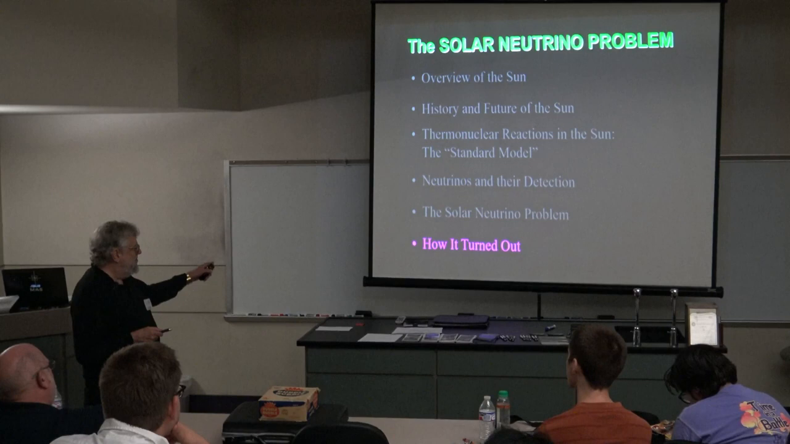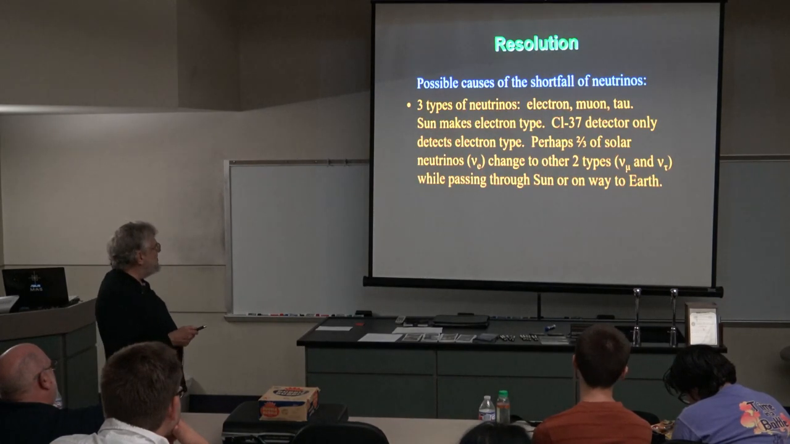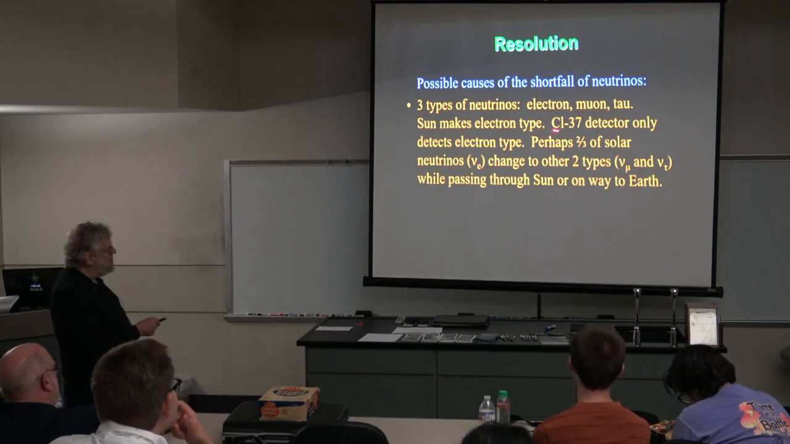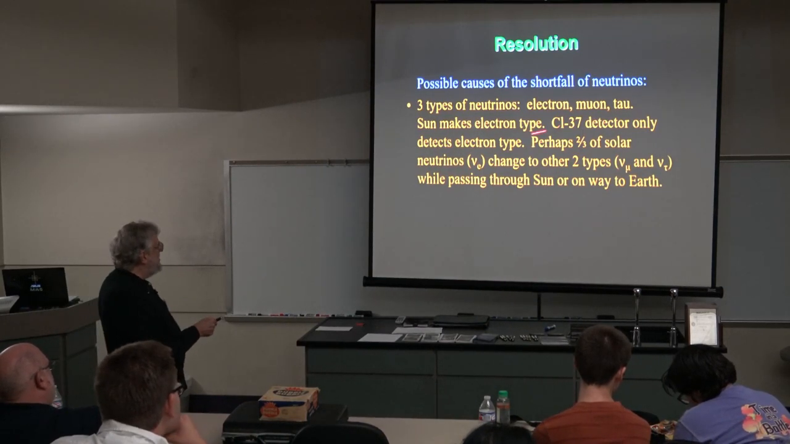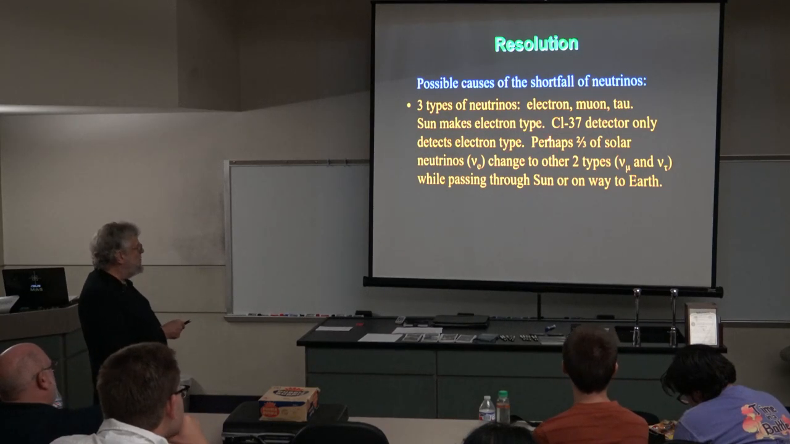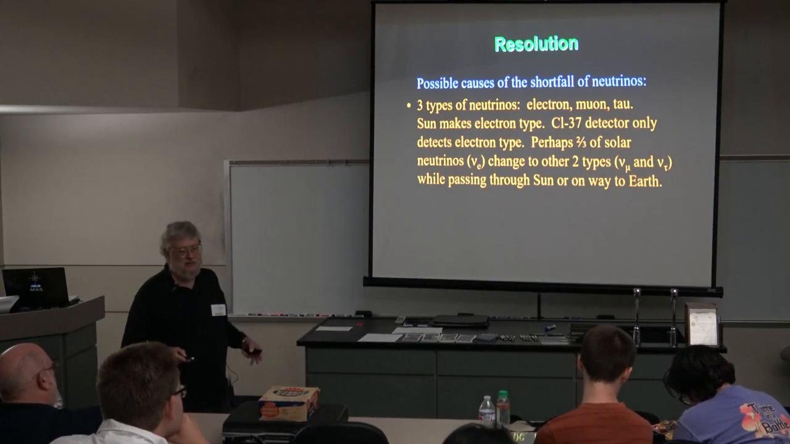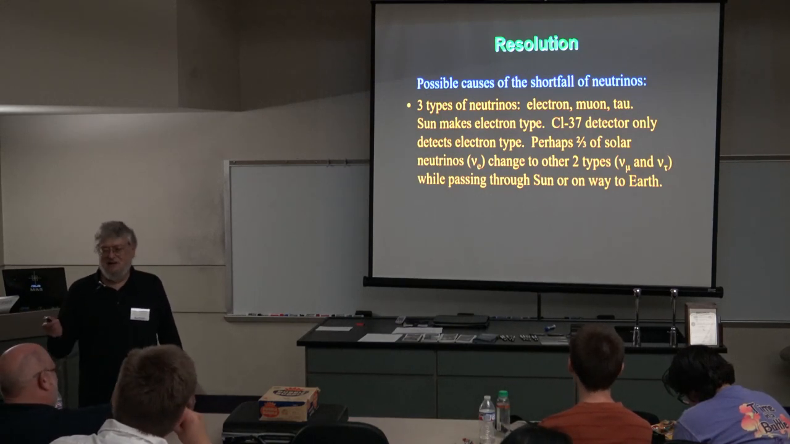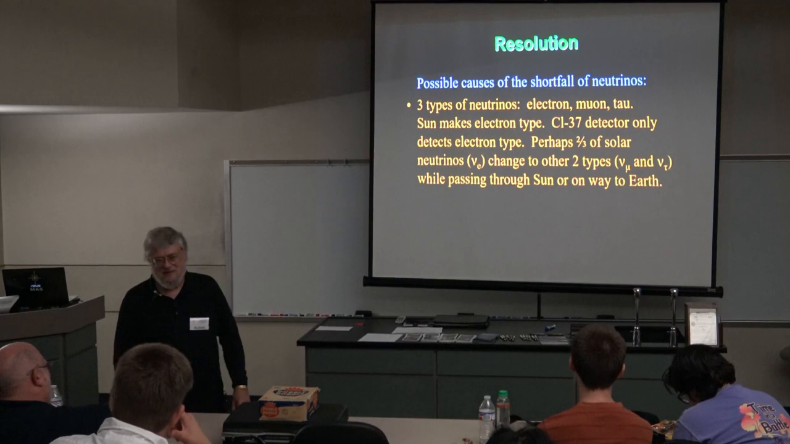Okay. This is the new part, how it turned out, the resolution of the problem. The possible causes: three types of neutrinos, electron, muon, and tau. The sun makes only the electron type, the chlorine-37 in the detector in the gold mine only detects electron type, so that should have worked. But perhaps two-thirds of the solar neutrinos, the electron type, change to other types. Suppose you got three electron neutrinos starting out towards the Earth, and one of them says, I feel like a mu neutrino today, so from now on that's what I am. And another one comes out and says, I now identify as a tau neutrino. So that's what happens.